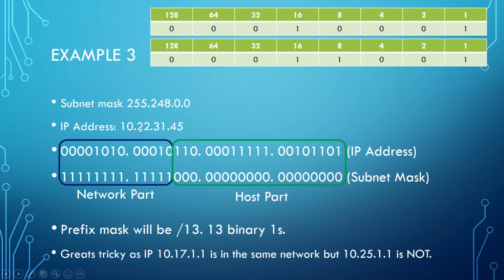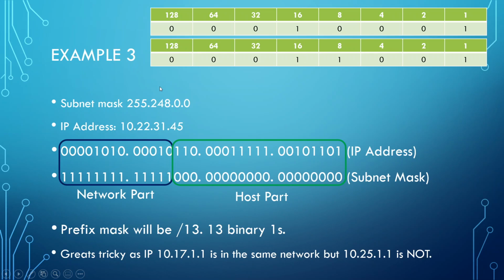Now moving on to example 3, which is a bit more tricky. So in example 3, we have assigned our host the IP address 10.22.31.45 and we've given it the subnet mask 255.248.0.0. So this is what we have to do: we are going to convert each of the subnet mask octets to its binary equivalent. Obviously the first number should be easy because whenever we see a 255, that means there are all binary ones for the octet.